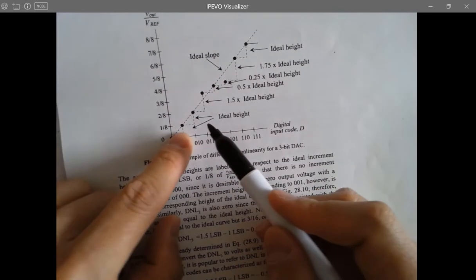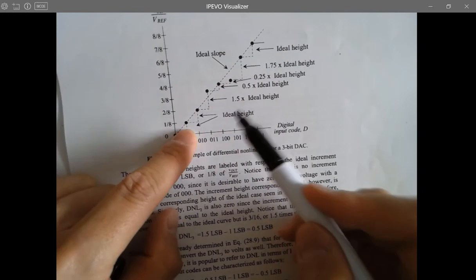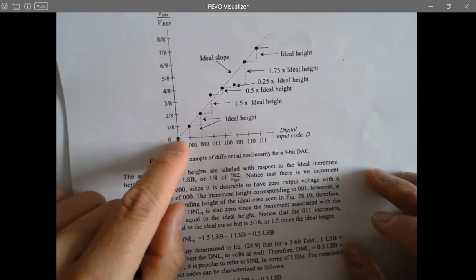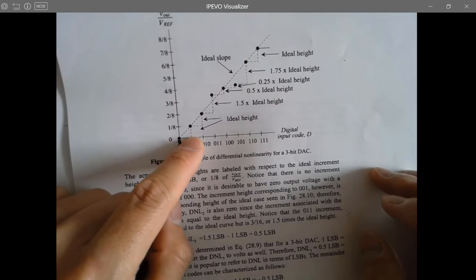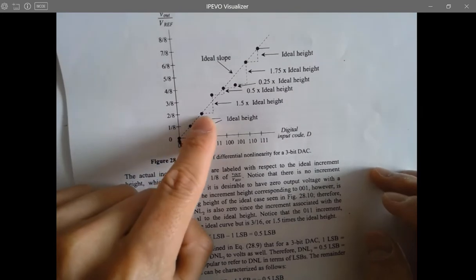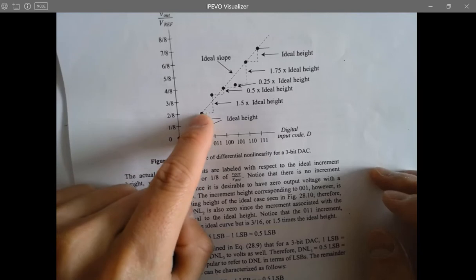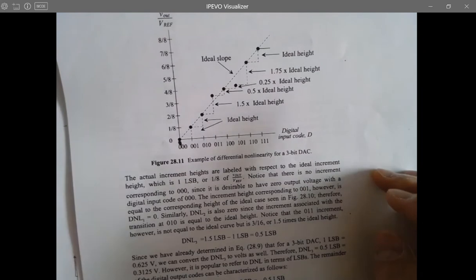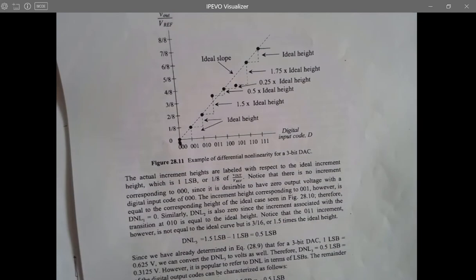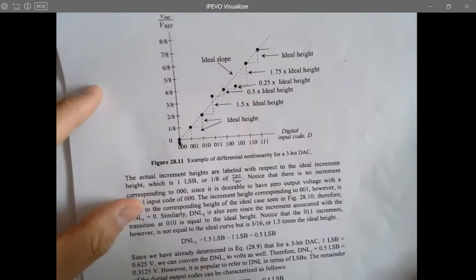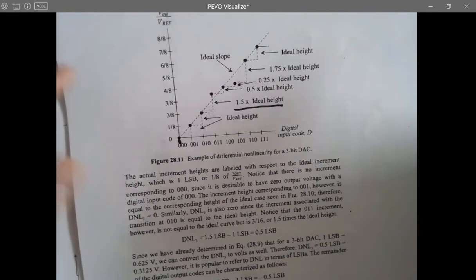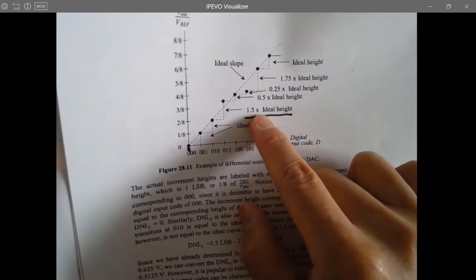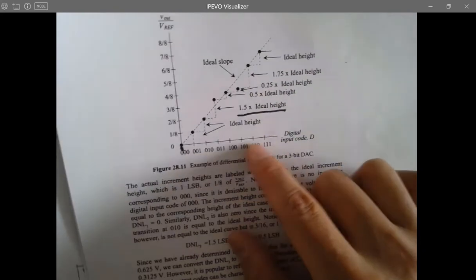So all of these DNLs are zeros because there's no errors, nonlinearity. DNL0 is 0, DNL1 is 0, DNL2 is 0, because it's perfect. And DNL3 is not 0. So what is that value? It is 1.5 LSB. And by definition, you want to use the actual step height minus the ideal step.